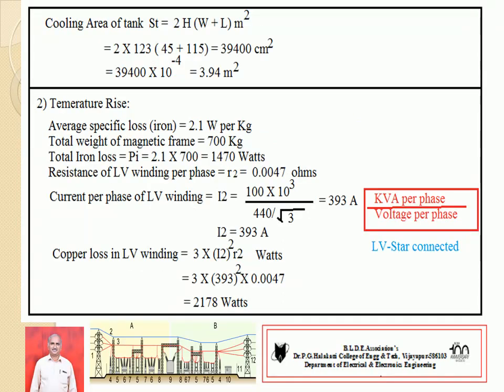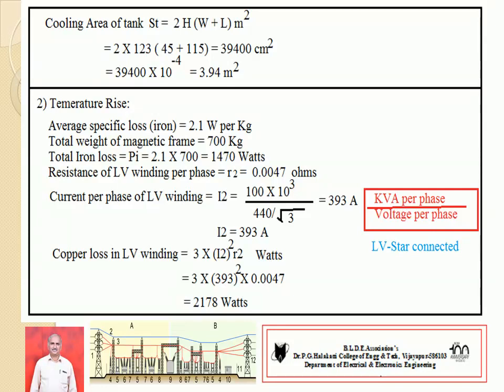After knowing the dimensions, you go for calculation of cooling area of tank. Cooling area of tank, ST equal to 2 times H into W plus L meter square. All things are given in centimeter square. Convert into meter square by multiplying by 10 to the power of minus 4. After knowing this, go for temperature rise.